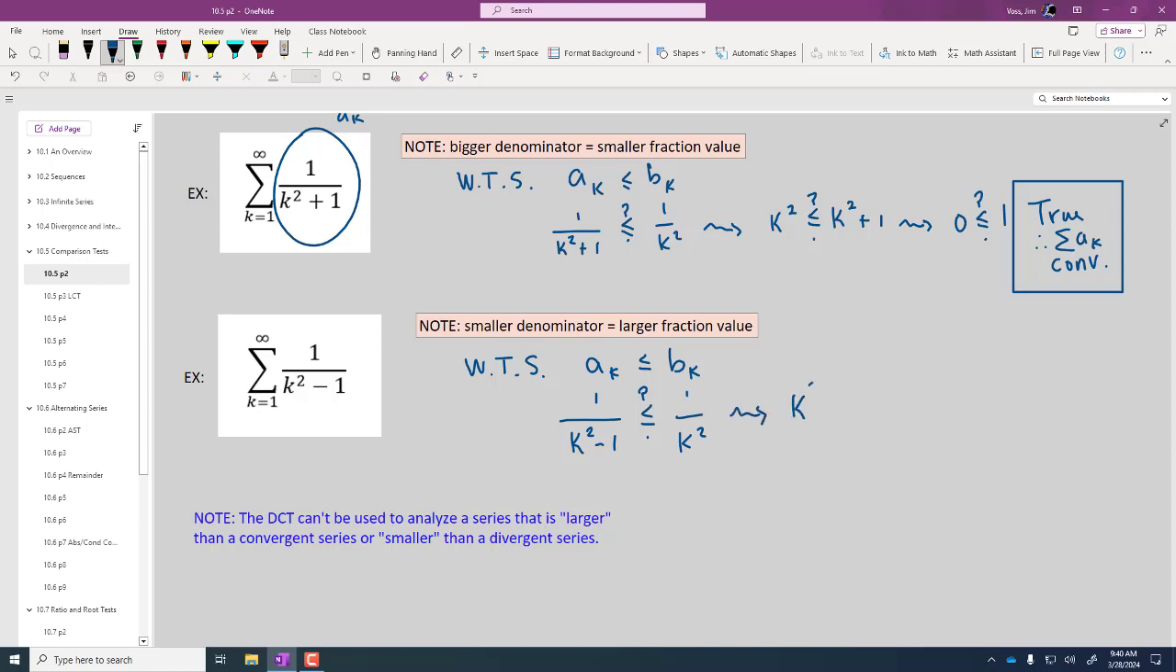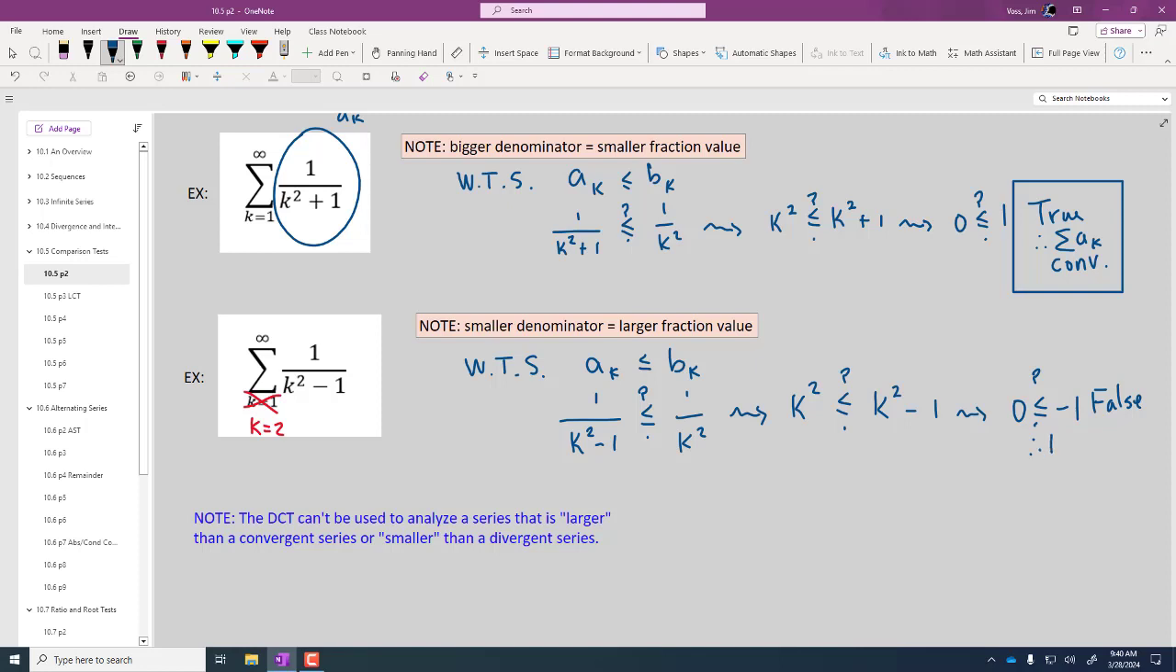We do our cross multiplication. And when we're doing this cross multiplication, keep in mind that we're multiplying by positive expressions, so we don't have any inequality jumping. Right? The k is an integer bigger than 1. Actually, this k really should start at 2, because that causes division by 0. So we get k squared less than or equal to k squared minus 1. We subtract off the k squared. We get 0 less than or equal to negative 1. This is false.